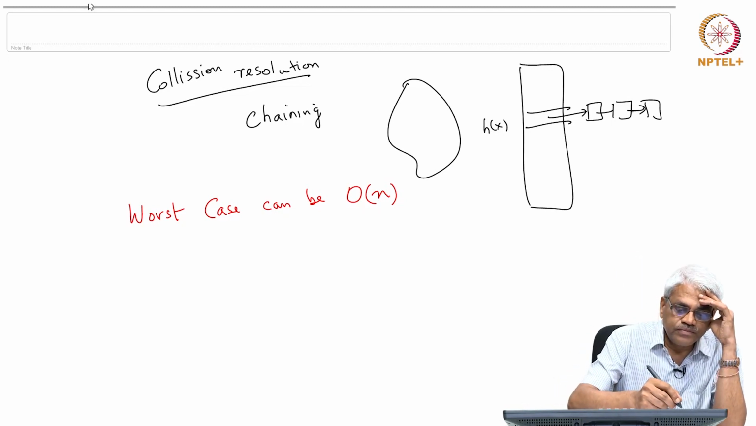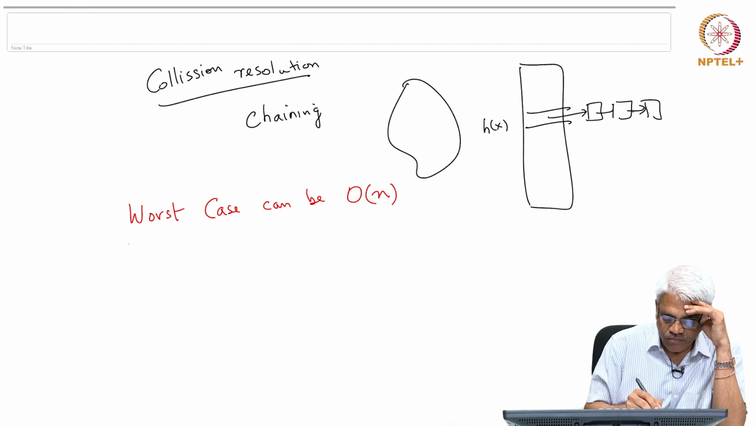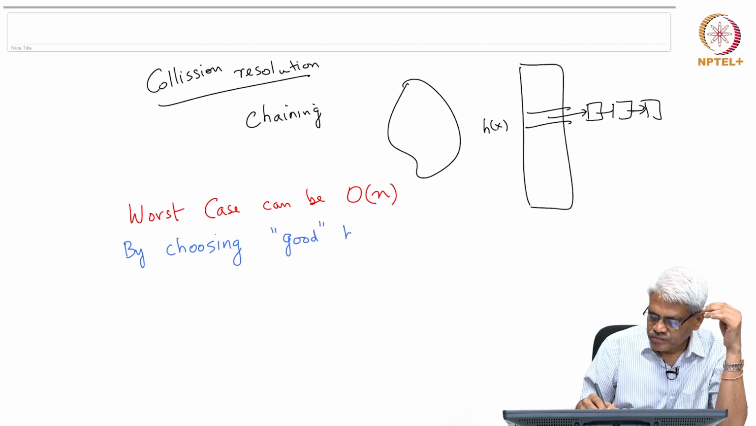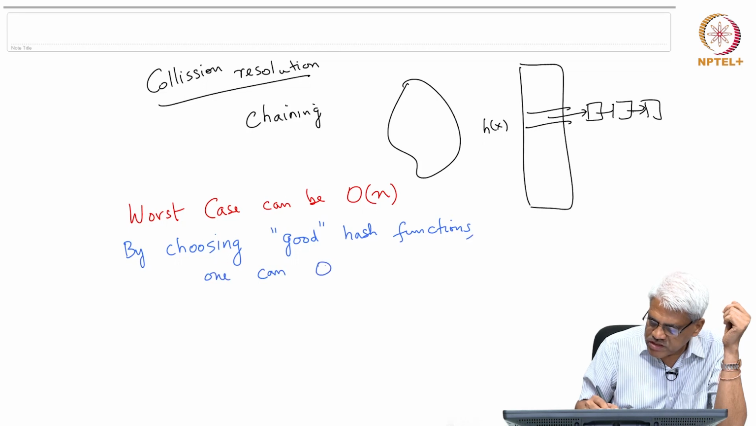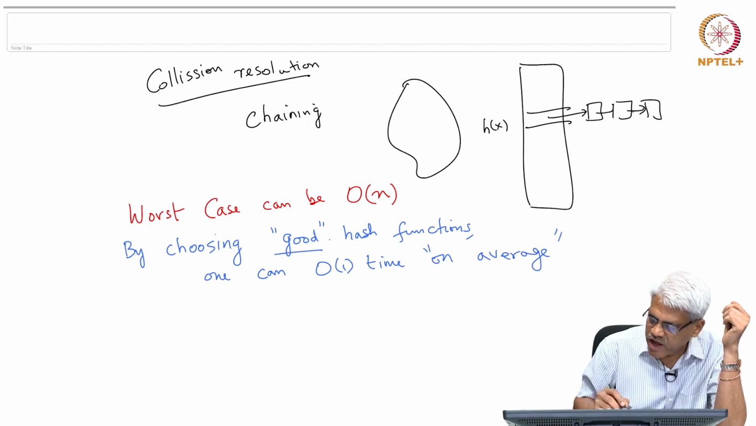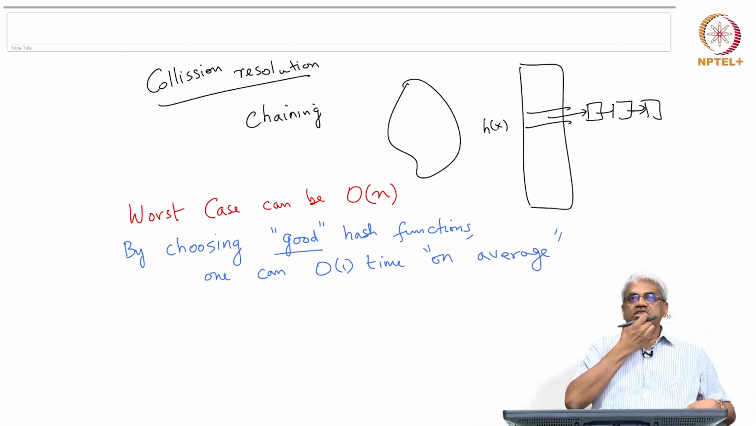But there are, by choosing some good hash functions, one can get constant time on average. Okay, these are very loaded words. What does an average mean? What is a good hash function? I am not going to dwell on these in this lecture.